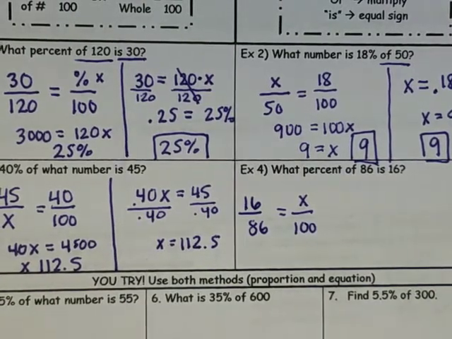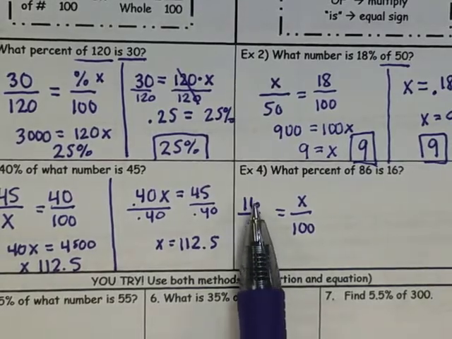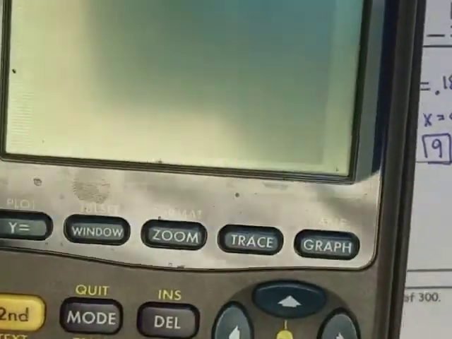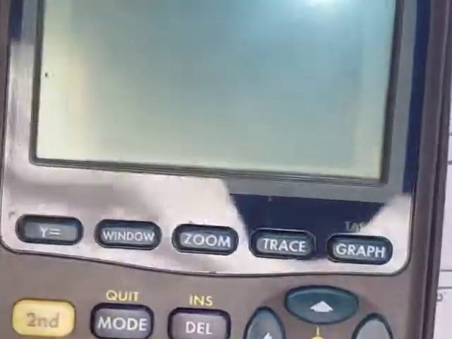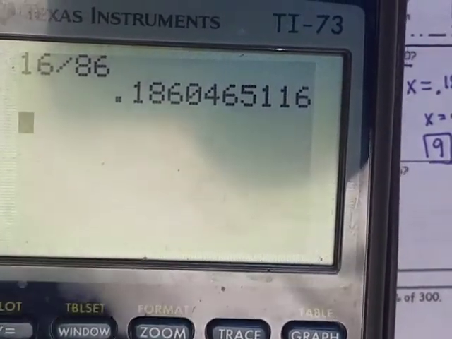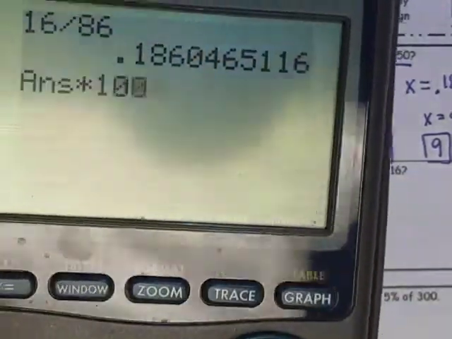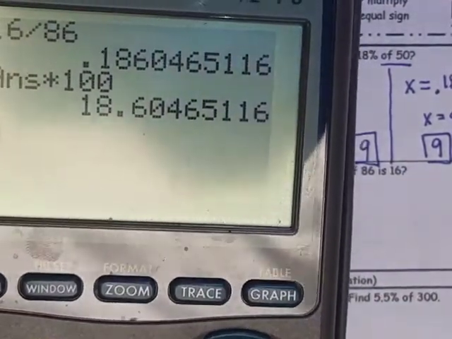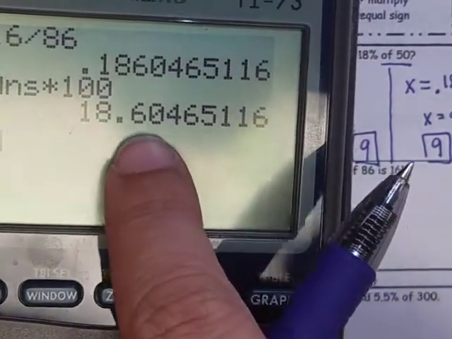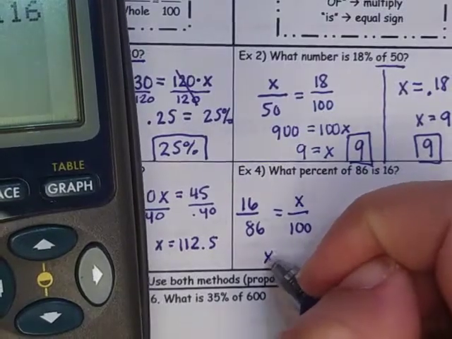And then from there, we could just cross multiply, or something I like to do, just do 16 divided by 86. And you get 0.1860, and so on. And then you just multiply that times 100. And you get 18 point, and we'll just go to the hundredths place, so 18.60, which is just 18.6.